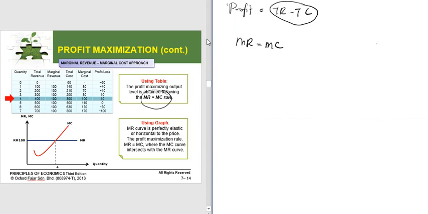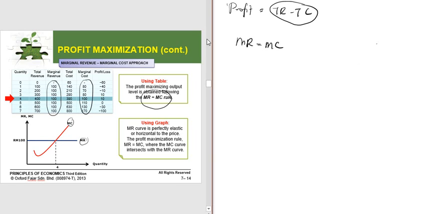Okay, so if you look at this table, you are required to calculate the revenue, the marginal revenue, as well as the marginal cost, so that you can plot the graph for marginal revenue and marginal cost on the graph. So now you have marginal cost and marginal revenue. You have different levels of quantity, and your marginal revenue is the same because you are in a perfect competition market. And then you have your marginal cost here.